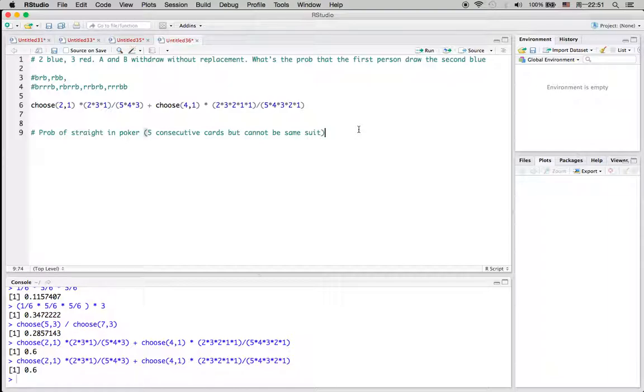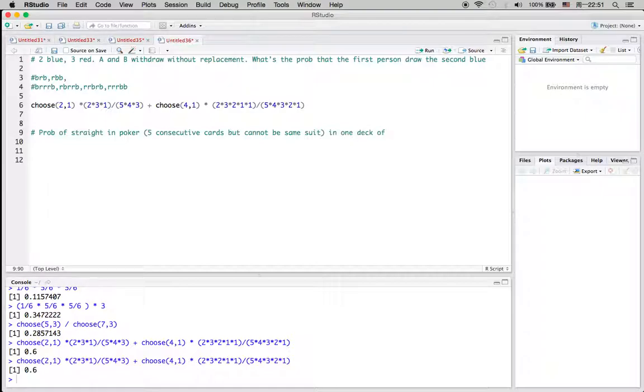Then you also have a question for the poker. What's the probability for a straight in a poker? That's 5 consecutive cards but cannot be the same suit. Okay, so I think in this question we're talking about one deck of cards.